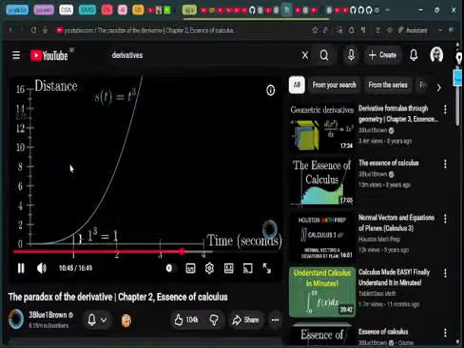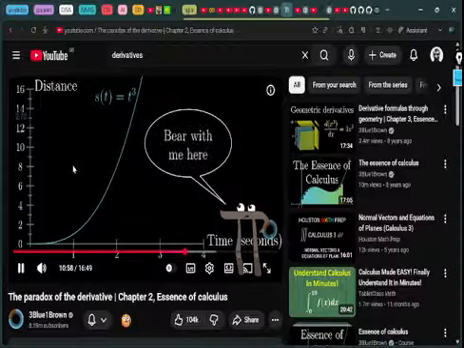So after 1 second, the car has traveled 1 cubed equals 1 meter. After 2 seconds, it's traveled 2 cubed, or 8 meters, and so on. Now what I'm about to do might seem somewhat complicated, but once the dust settles, it really is simpler. And more importantly, it's the kind of thing that you only ever have to do once in calculus.